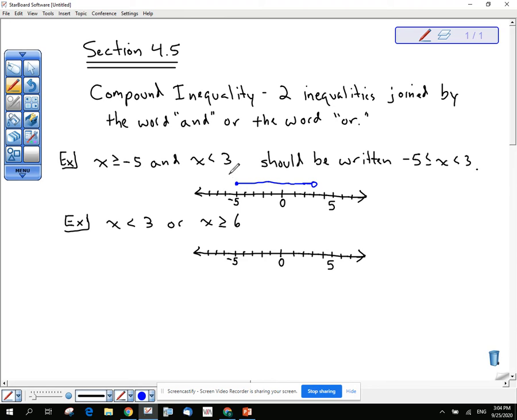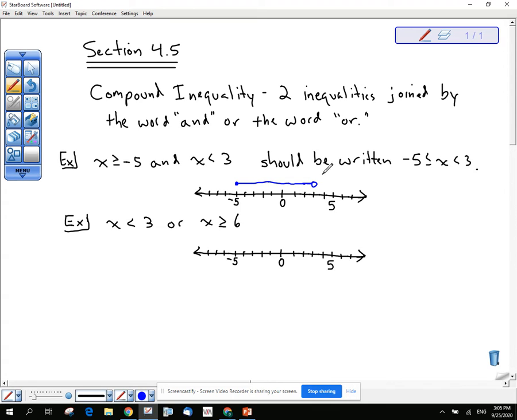Why? Well, it is less than 3, but it's not greater than or equal to -5. So anything out here and throughout infinity to the negative, to the left of -5, not in our solution set. Anything to the right of 3, including 3, would not be part of the solution set.